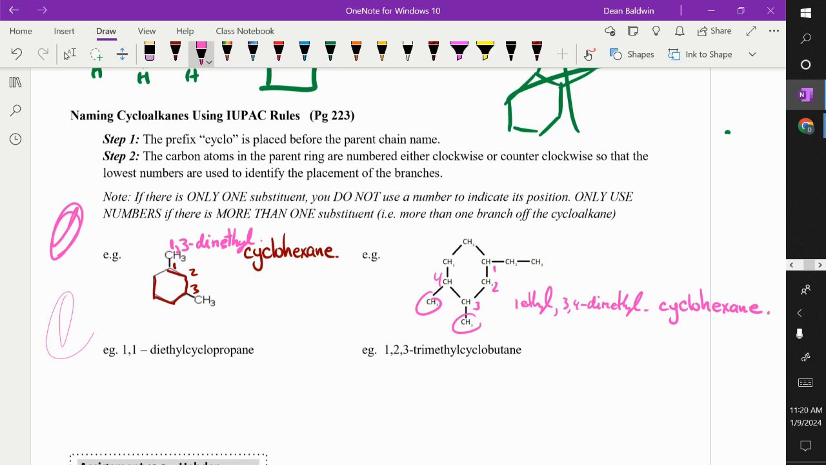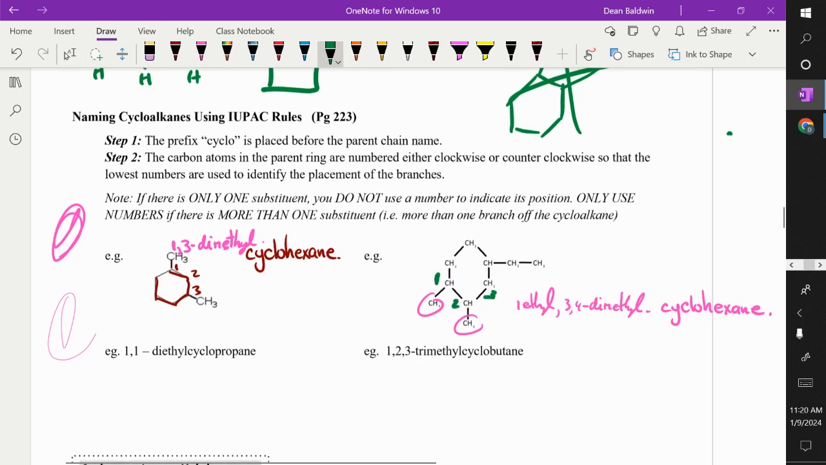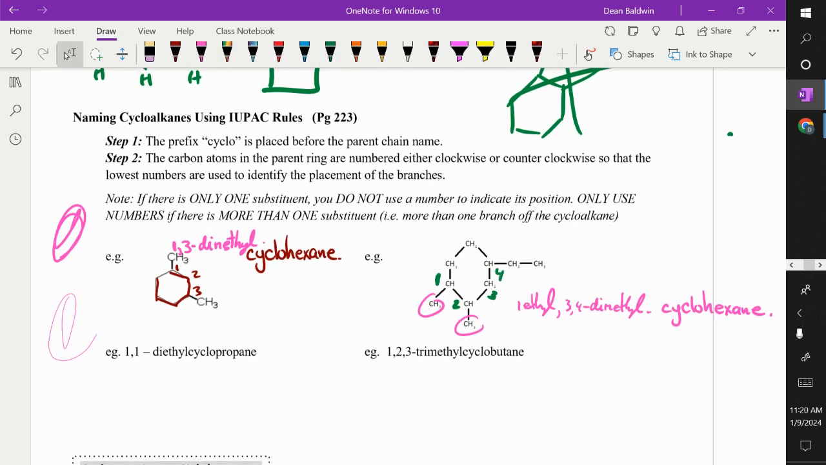If you start here, 1, 2, 3, 4, I get 1. I'll write the whole thing out. 4 ethyl, 1, 2 dimethyl, and so on. So I got 4, 1, and 2.